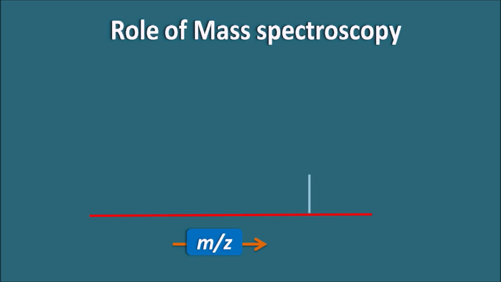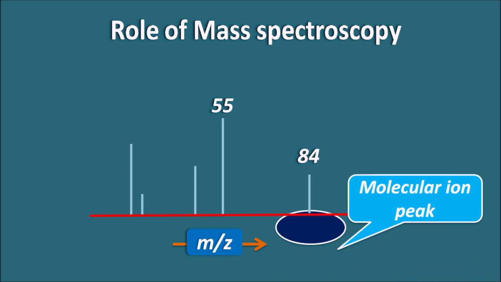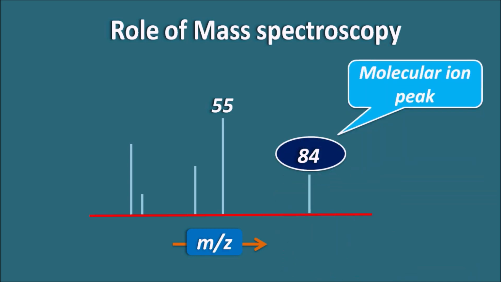For example, for an unknown compound, we got one peak with M by Z ratio 84. That means it has a molecular weight of 84. And another peak is at 55, and we have seen a few other peaks like this. Now here, what does the peak corresponding to 84 indicate? The peak which lies at the right side of this mass spectrum mostly indicates the molecular ion peak. And we can also sometimes observe a few quasi-molecular ion peaks which are greater than this molecular ion peak, but these peaks have less intensity, less height, so we can easily detect which is the molecular ion peak. So for this example, 84 indicates the molecular ion peak.